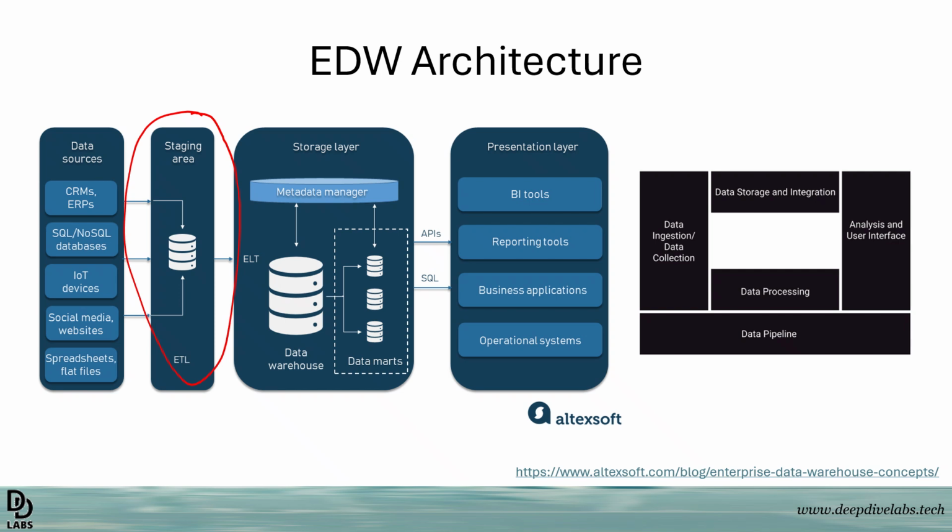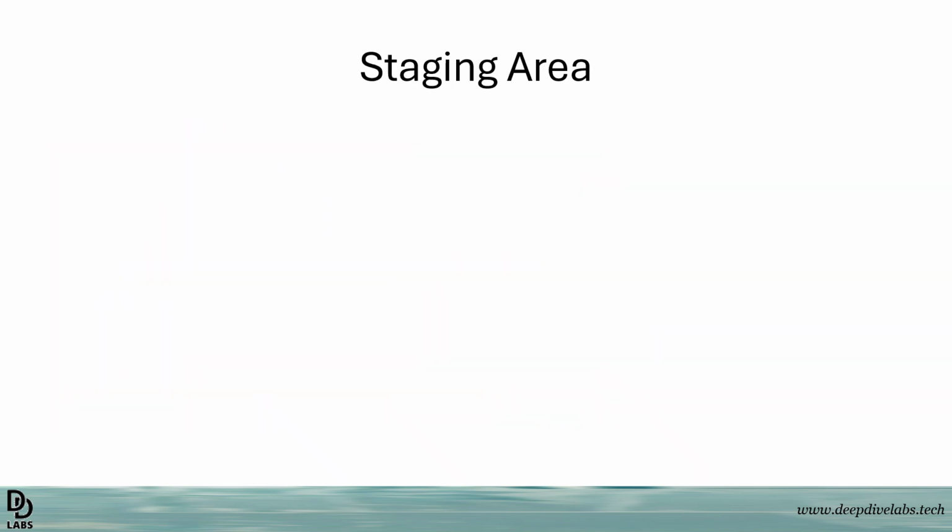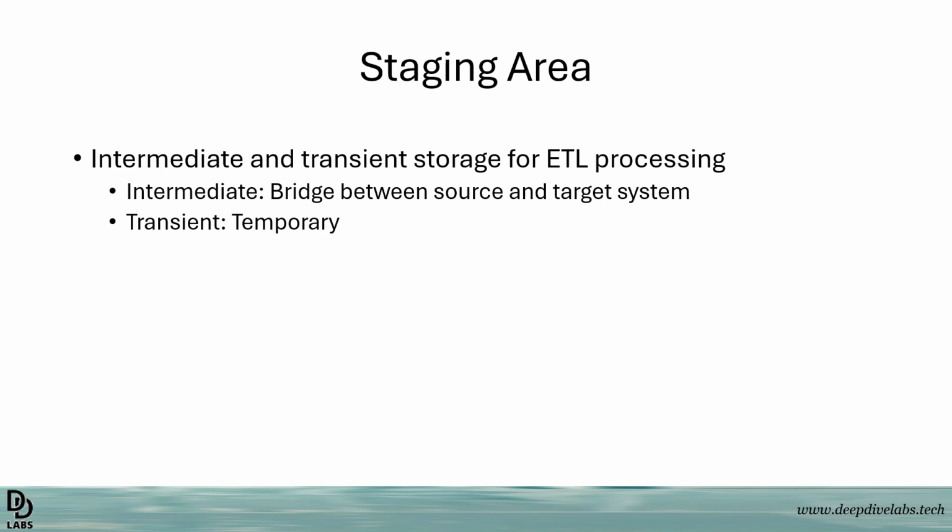Alright, so let's dig a little bit deeper to understand staging areas. A lot of data warehouse architectures tend to have staging areas. A staging area is an intermediate and transient storage for your ETL processing. It's intermediate because it acts as a bridge between the source, which is your operational data systems, and your target, which is your actual data warehouse. It is transient because they are usually temporary. They are mostly used to optimize and monitor the ETL jobs.